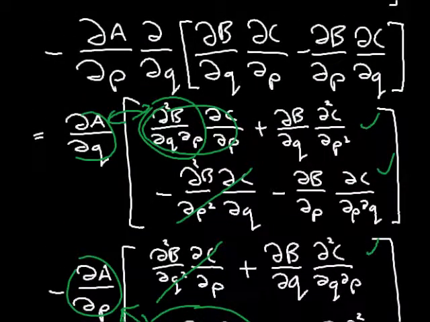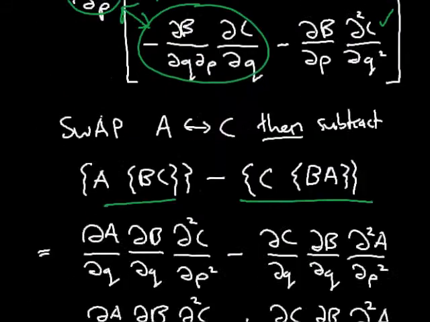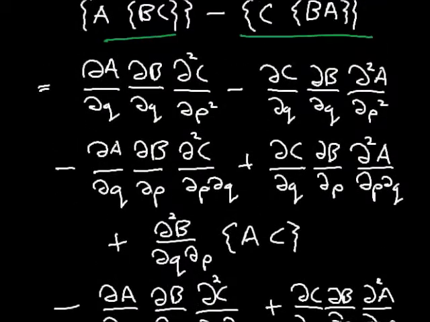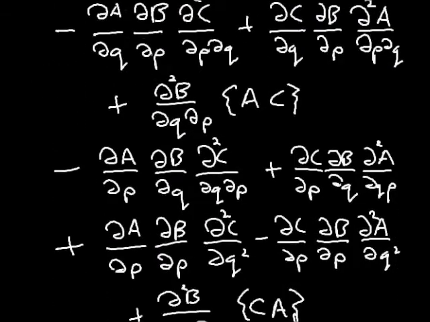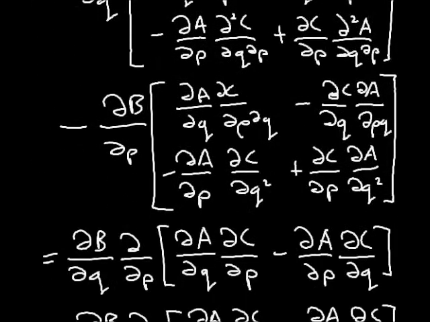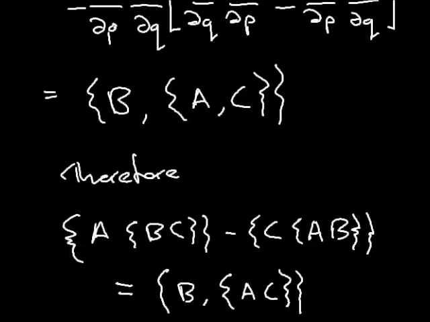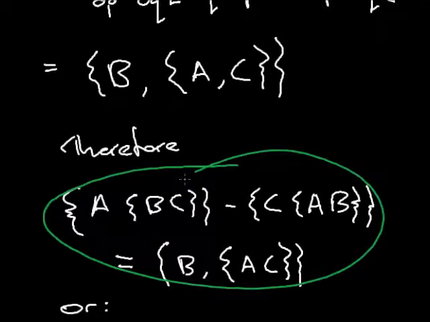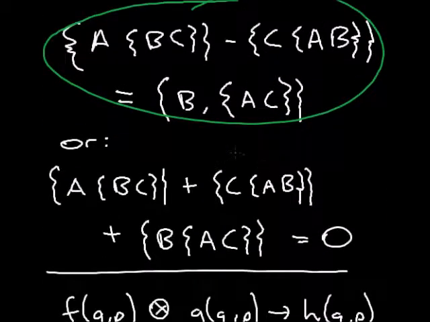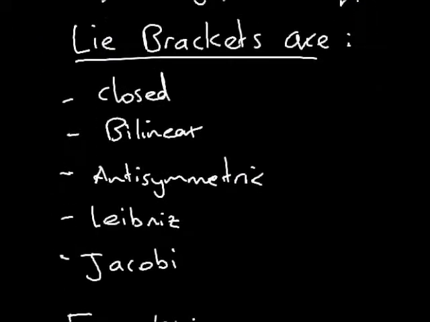Now let's collect the terms with ∂B/∂Q and the terms with ∂B/∂P separately. And suddenly these look like the P and Q derivatives of the AC bracket. In other words, the difference between these two nested brackets is itself a nested bracket, and we rewrite the Jacobi identity in this way. Alright, if you have a bilinear antisymmetric closed binary operation that satisfies both the Jacobi and Leibniz identities, this is called a Lie bracket. A Lie bracket, L-I-E.